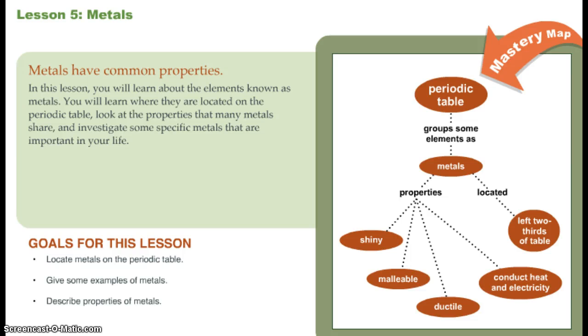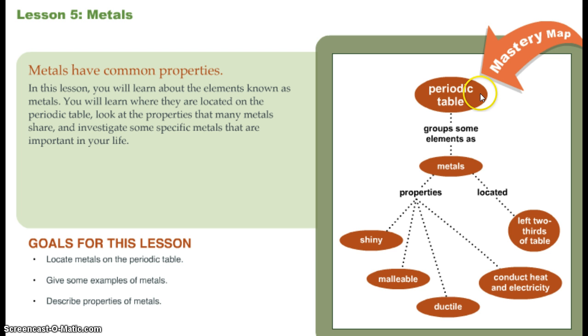Metals have common properties. In this lesson you will learn about the elements known as metals. You will learn where they are on the periodic table, look at the properties that many metals share, and investigate some specific metals that are important in your life. Goals for the lesson: locate metals on the periodic table, give some examples of metals, describe properties of metals.